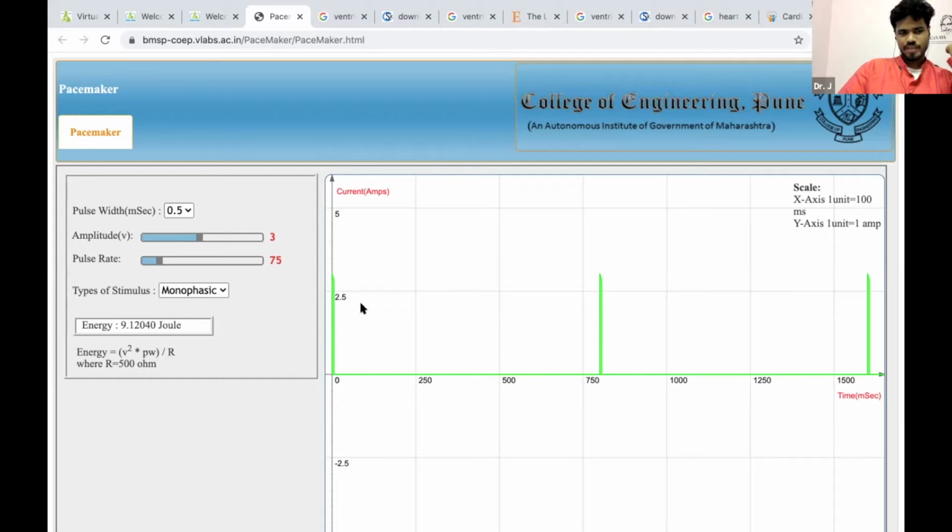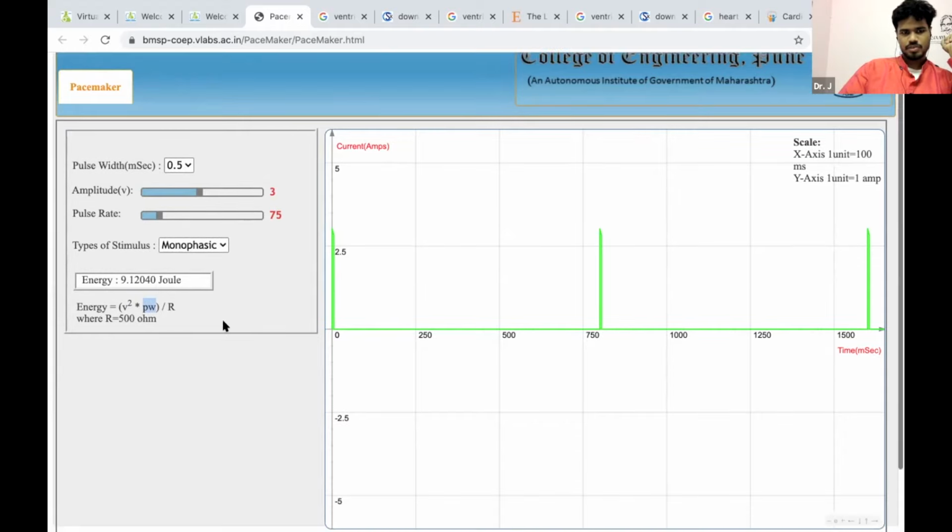Okay, and what we have here is a monophasic pulse. Pulse rate is 75 beats per minute. Voltage is this, pulse width is 0.5 milliseconds. Fine. The energy corresponding to this is V square by R into pulse width. This is time. Okay, and we have this amount of energy here.